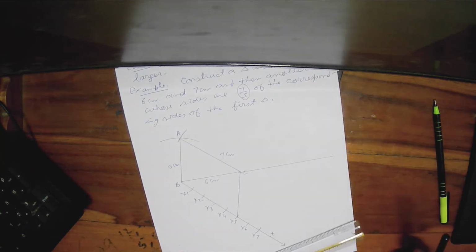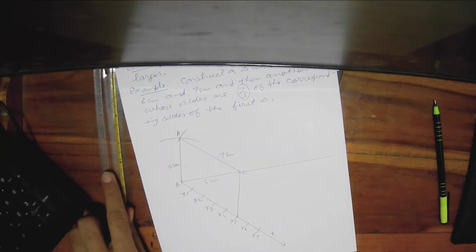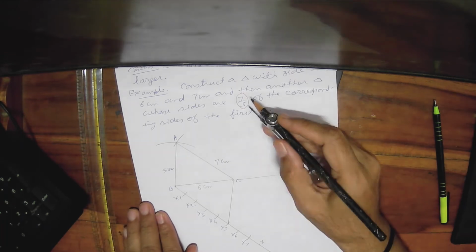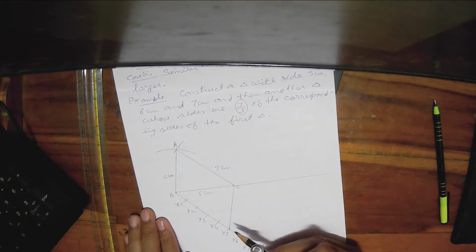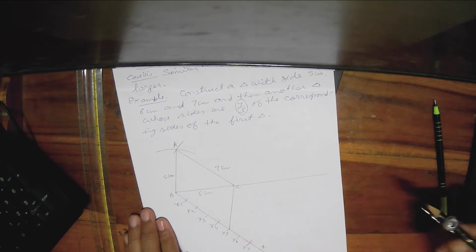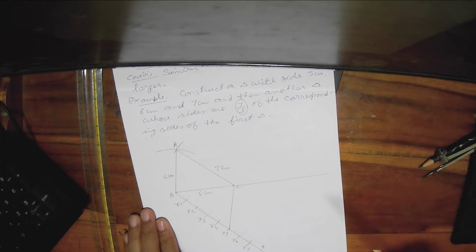So extend like this. Okay, next step, what we will do is, what is the fraction here? 7 by 5. So we have drawn a line from 5 already. Next we will draw the line from 7 and parallel to x5c. So the construction which we will do is here.